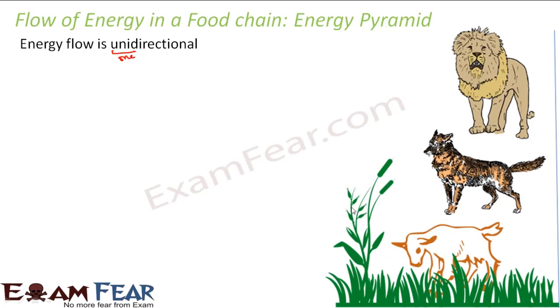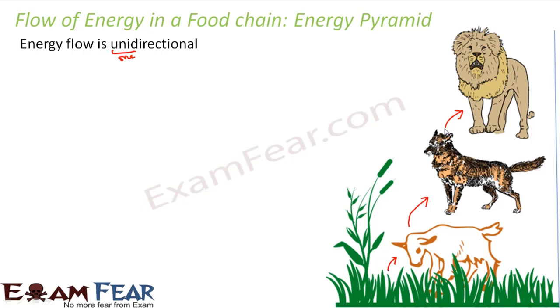So here we saw that the energy flow happens from plants to the primary consumer, from primary consumer to secondary consumer, from secondary consumer to tertiary consumer. Do you think that the flow of energy can happen in the other direction as well? Now the goat gets its energy from the plants because it feeds on the plants. So is there any way by which the energy from the goat can be transferred back to the plants?